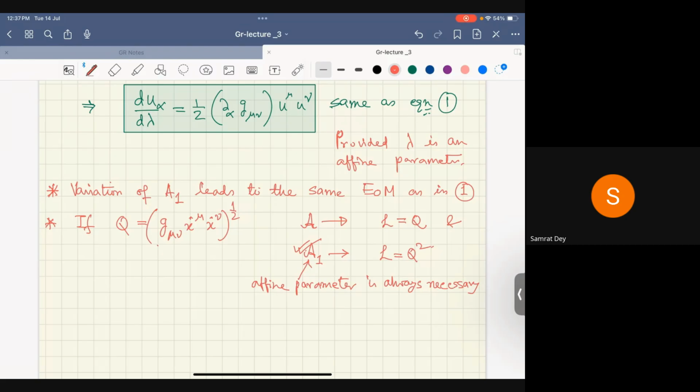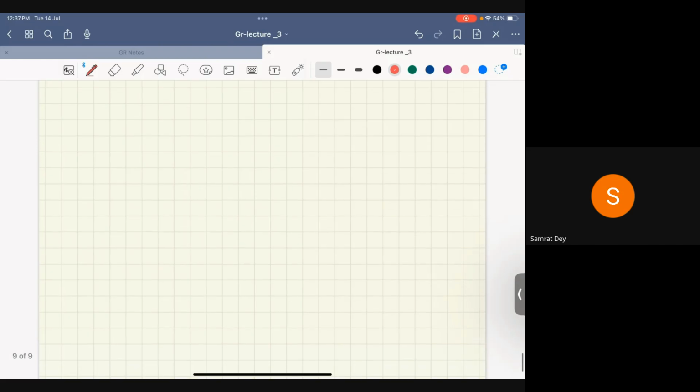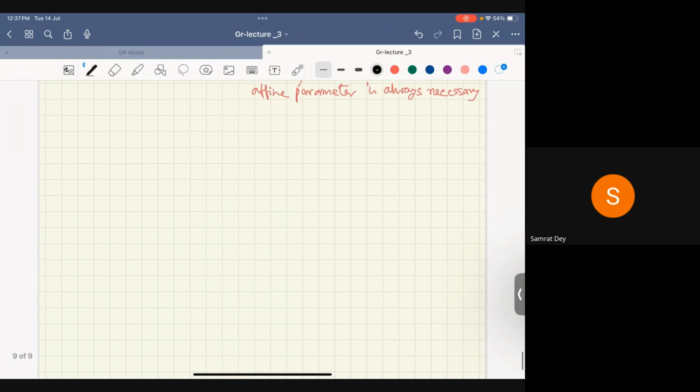Now let me come to the final part of the discussion on geodesics. We have discussed very important properties of geodesics so far. And now we are going to discuss the last topic, which is what is known as different types of geodesics: space-like, time-like, and null.